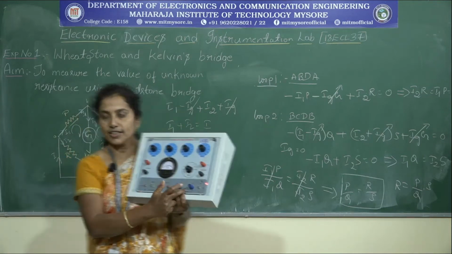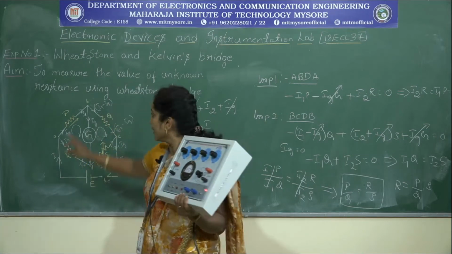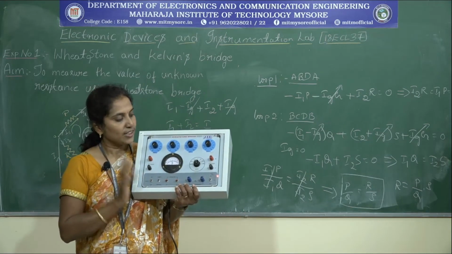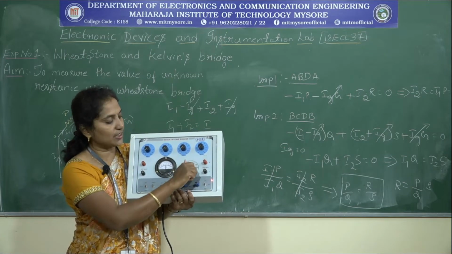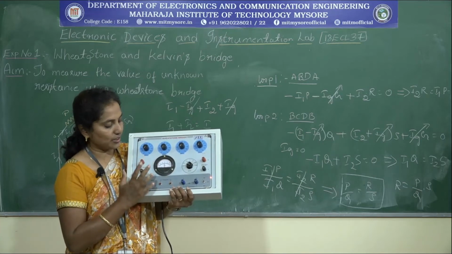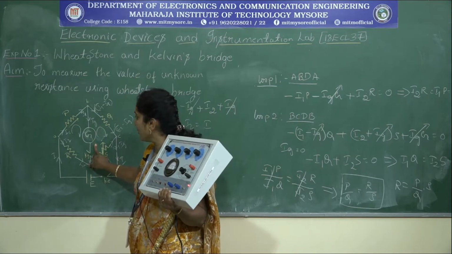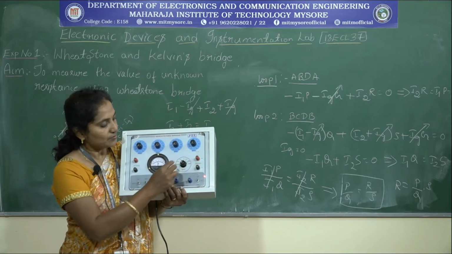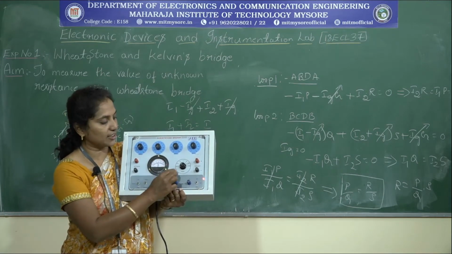Now the unknown resistance is connected here, this is R. The variable resistance is here, and P and Q are internally connected in this kit. Now this is the ratio switch you are having. With this ratio switch you have to check whether the circuit is in balanced condition or not. With the help of the ratio you can find it out. Now I will check whether the system is in balanced condition or not.